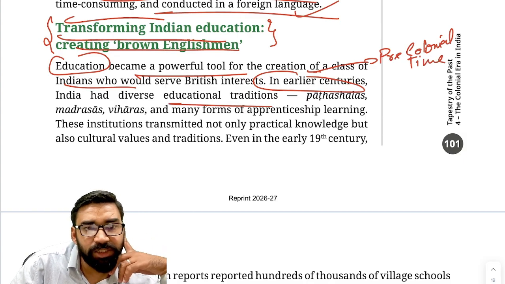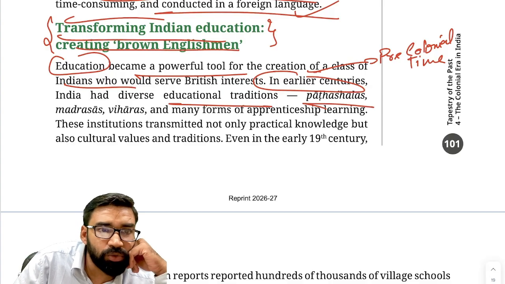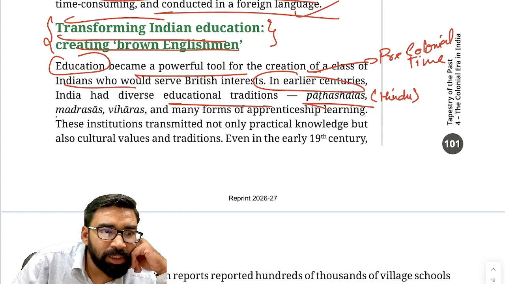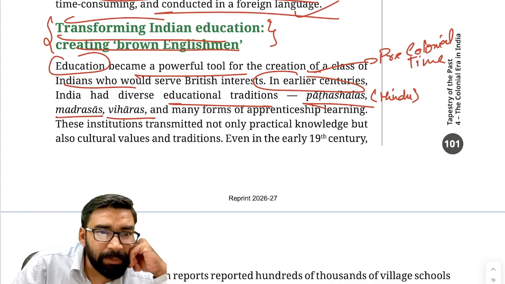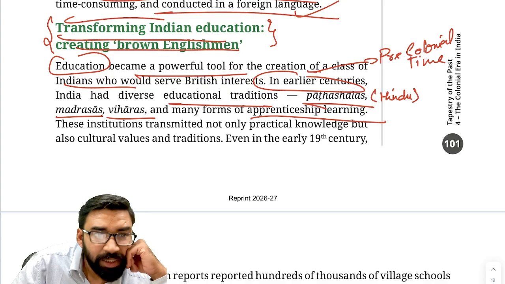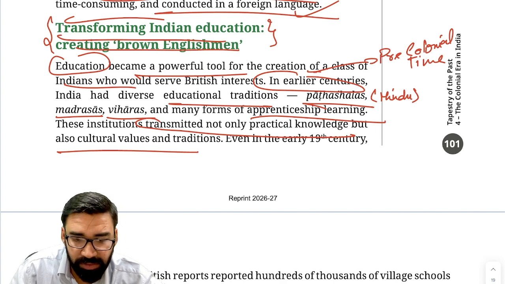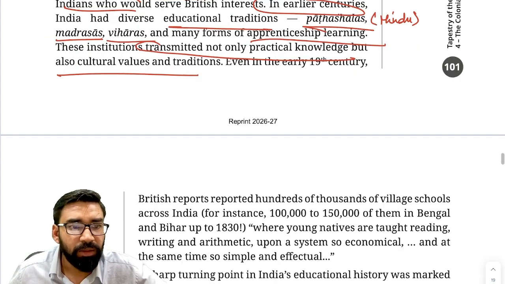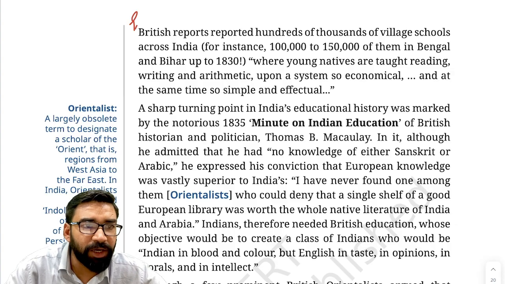India had diverse educational traditions. Pathshalas used to be there. Pathshala means Hindu schools. Madrasas, Muslim schools, and viharas, Buddhist schools, were there. Then apprenticeship learning was there, and they transmitted not only practical knowledge but also cultural values as well as tradition. Fine. Okay. Now in the early 19th century, that means pre-1835.